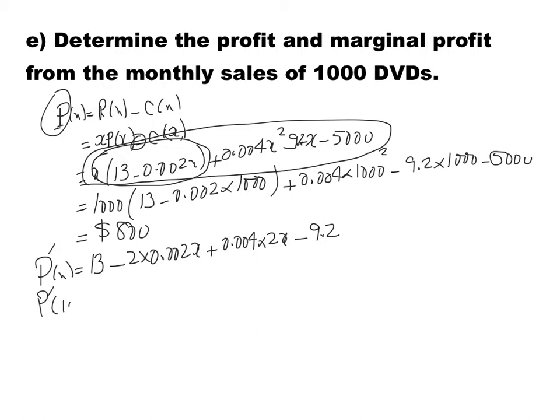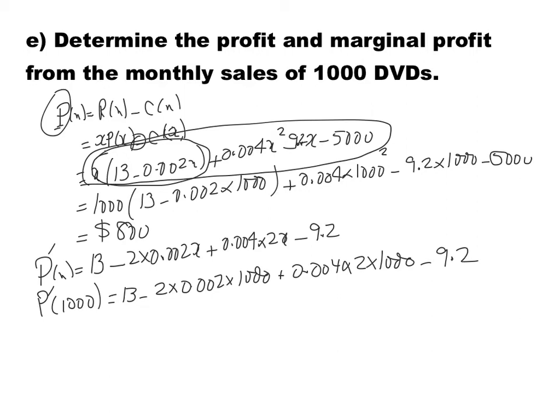So P prime of 1,000 is going to be 13 minus 2 times 0.002 times 1,000, plus 0.004 times 2 times 1,000, minus 9.2. If we evaluate this, we get $7.8 per DVD. This means that the profit after selling 1,000 DVDs is going to increase by $7.8 per DVD.